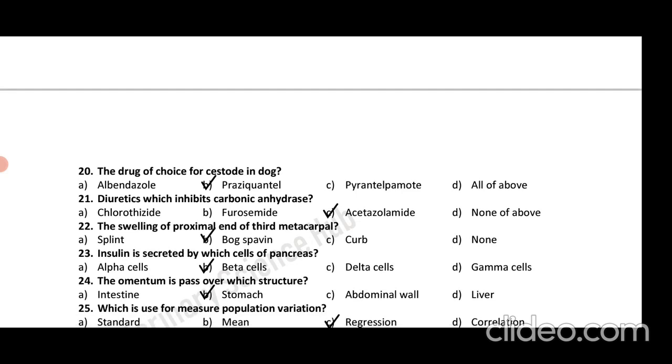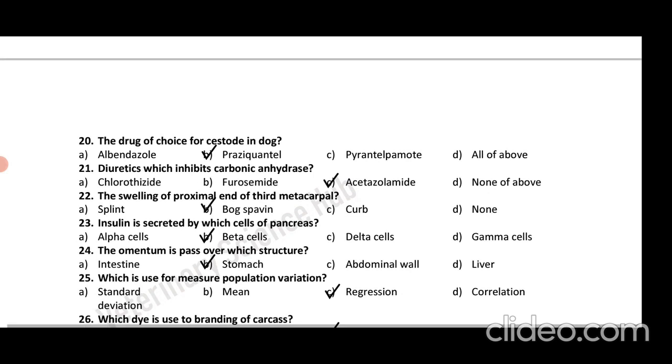The omentum passes over the stomach. Regression is used to measure the population variation. Regression is actually used to check the relationship of a variable with other variables. One parameter is fixed and constant, and it is checked with other parameters which are not constant.